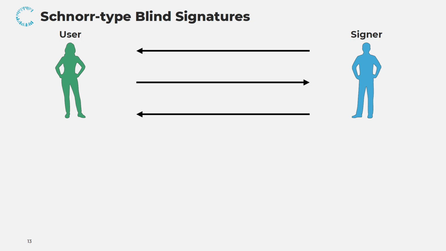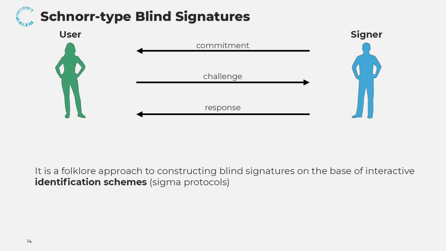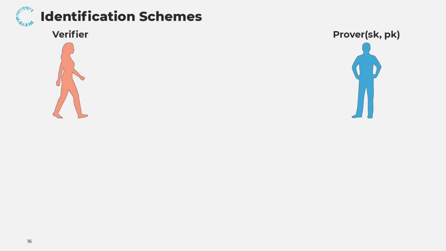Okay. Our case of study is Schnorr-type blind signatures, which are an example of three-move blind signatures. The idea behind these schemes is to leverage the construction of digital signatures based on identification schemes and the Fiat-Shamir transformation, and also add on the user side two functions, blind and unblind, in order to achieve blindness. Let's make this construction more explicit.